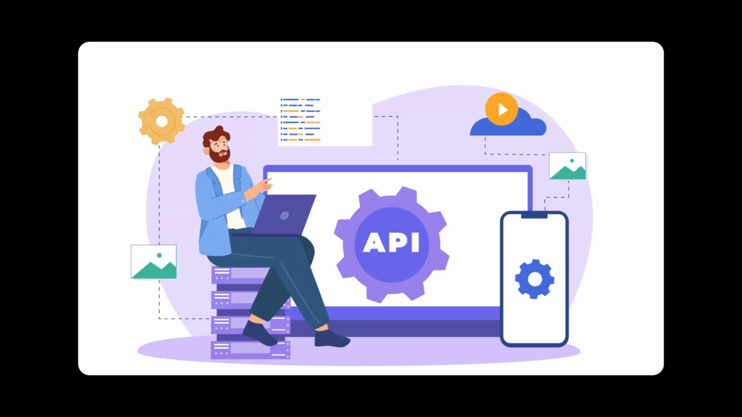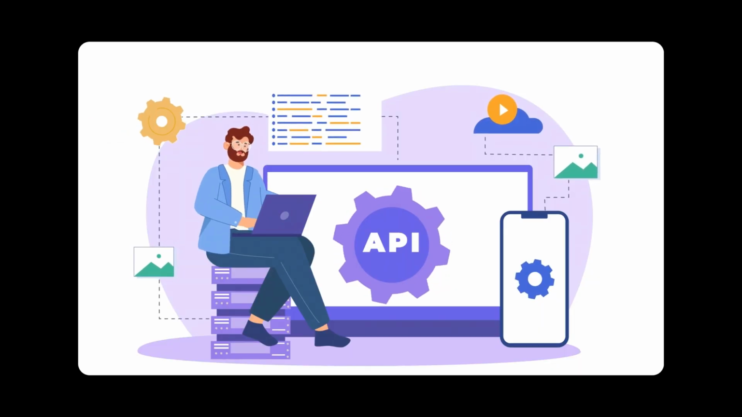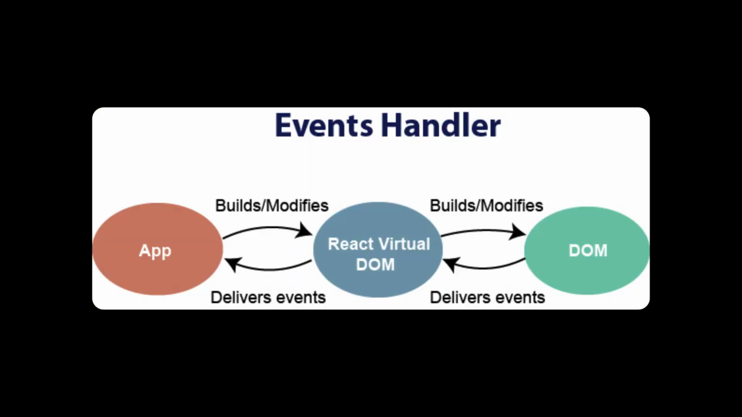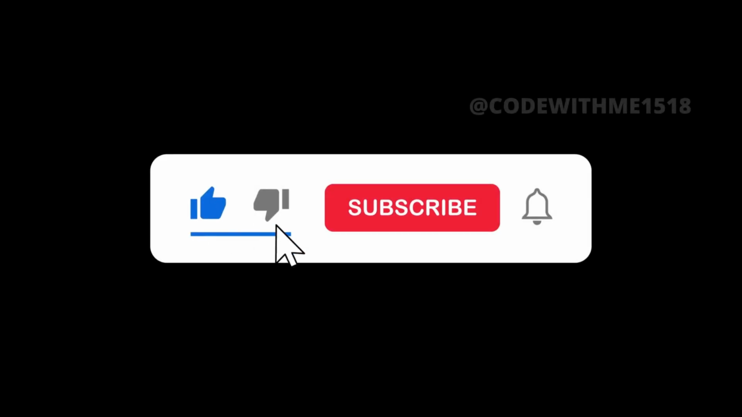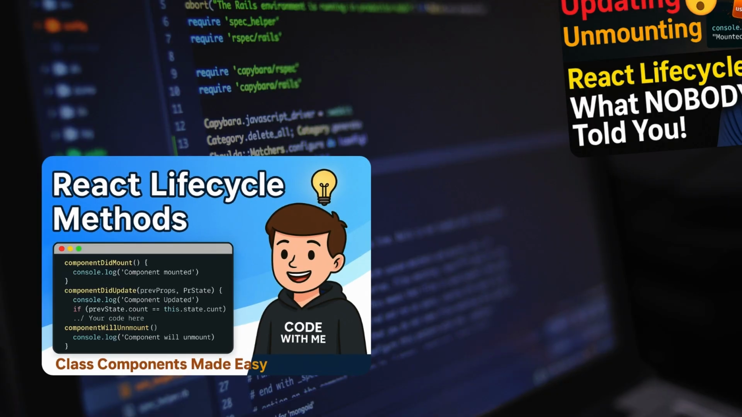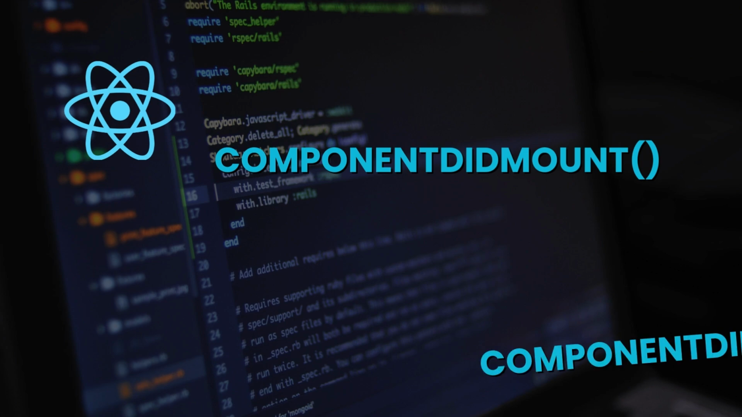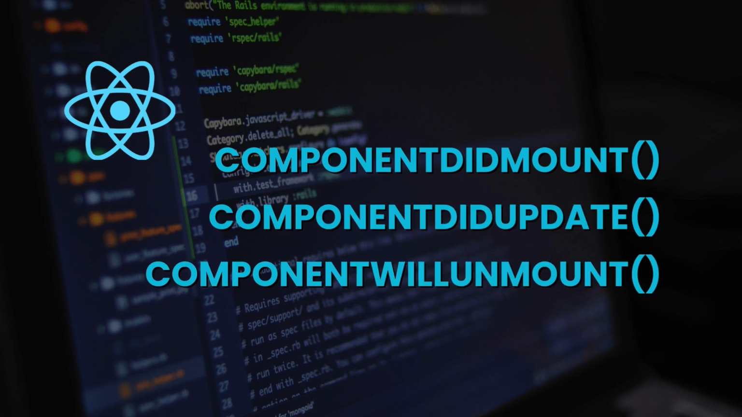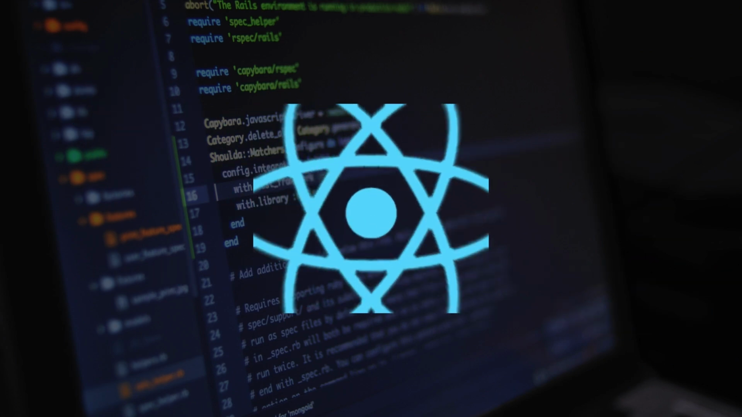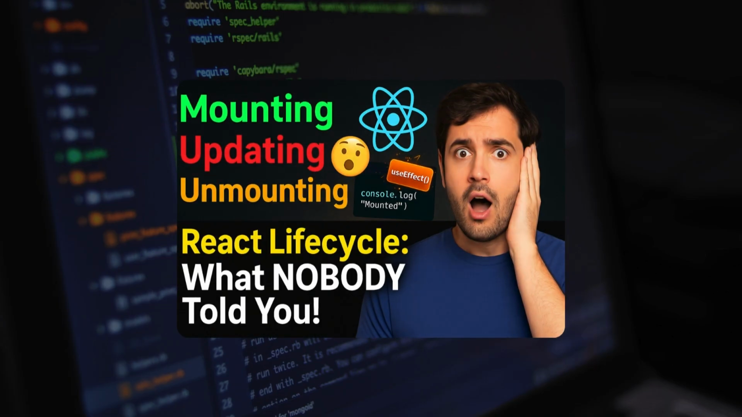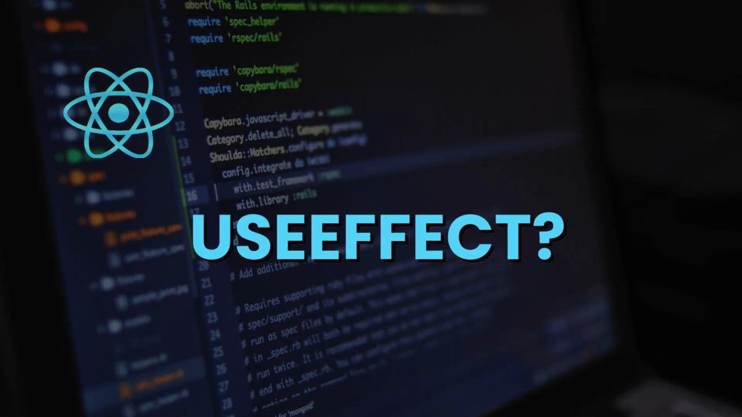Lifecycle methods help us fetch data when the component is ready, respond to prop or state changes, and clean up resources like timers or event listeners. But today, we mostly use functional components with hooks. In the last video, we explored class component lifecycle methods like componentDidMount, componentDidUpdate, and componentWillUnmount. But today, in modern React, we use functional components. So the big question is, how do we do the same things using useEffect?